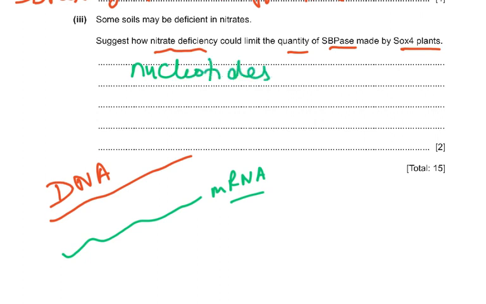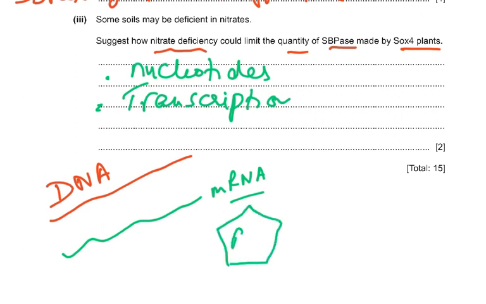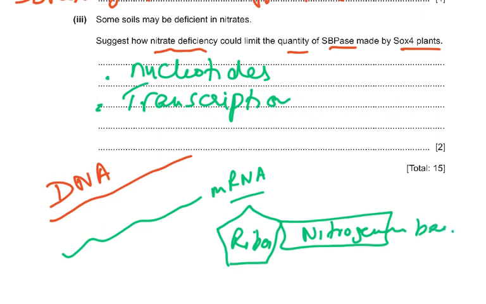The nucleotides for what? For transcription. We needed the nucleotides for transcription. And what is a nucleotide? A nucleotide in RNA is a ribose sugar to which is attached a nitrogenous base. And then to this is attached a phosphate.